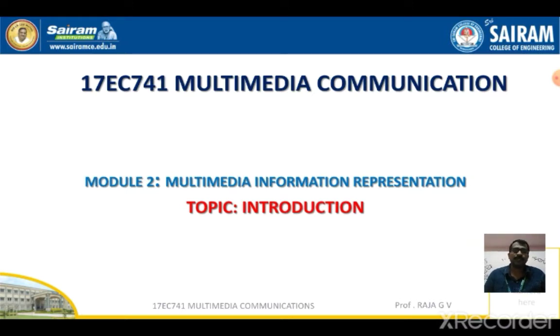How can the multimedia information be represented? What are the multimedia components? Audio, video, text and image. Sometimes it is graphics. Whenever this information is going to be transmitted, it has to be stored and processed, and then transmitted. If it is stored and processed, in the sense it will be stored in a computer, in digital form.